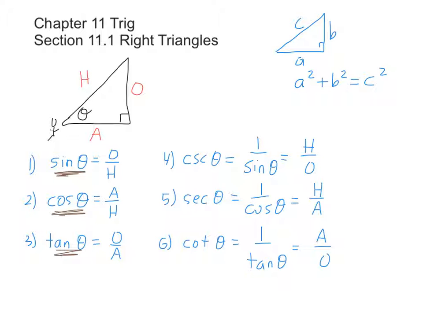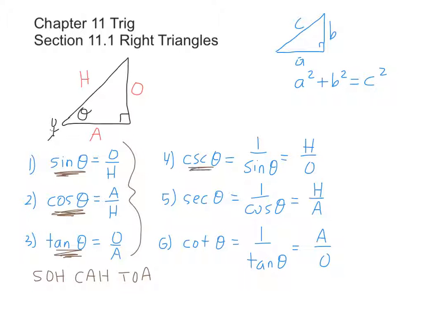The sine of our angle is defined as the opposite side divided by the hypotenuse. Cosine is adjacent over hypotenuse. Tangent is opposite over adjacent. Sometimes we use the phrase SOH CAH TOA to remember these 3 trig ratios.